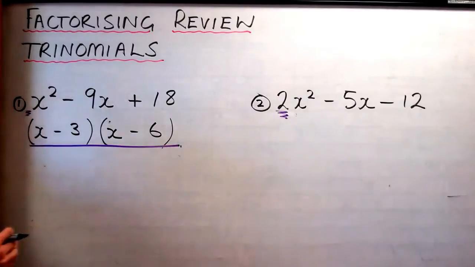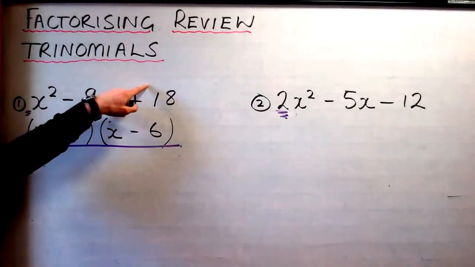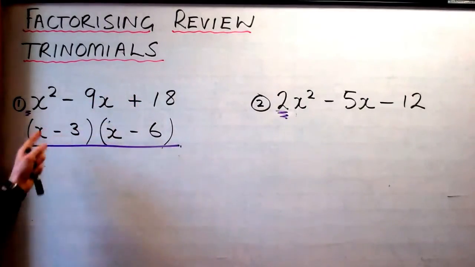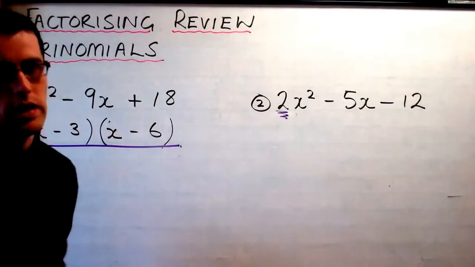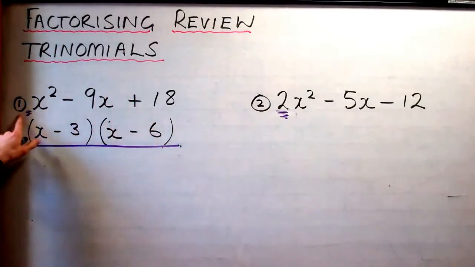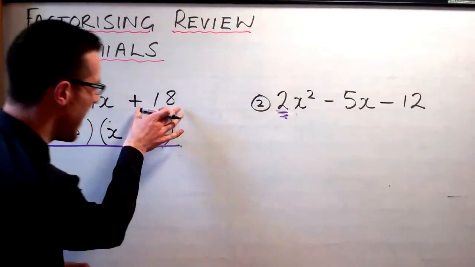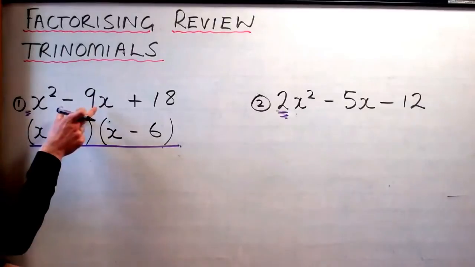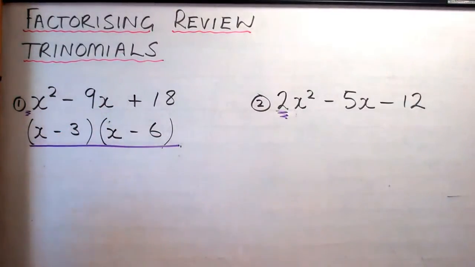And again, if you multiply this out, you will get back to this original expression. Okay, we get x squared minus 3x minus 6x, which gives us minus 9x, plus 18 at the end. Okay, so that one's a little bit easier because we don't have a coefficient, and we can just ask ourselves what factors of this number add, remember, to give us that number. And those numbers can go in the brackets in any order we like.